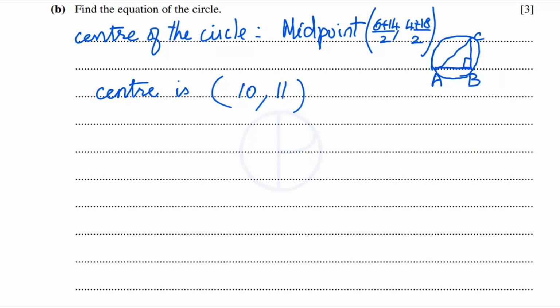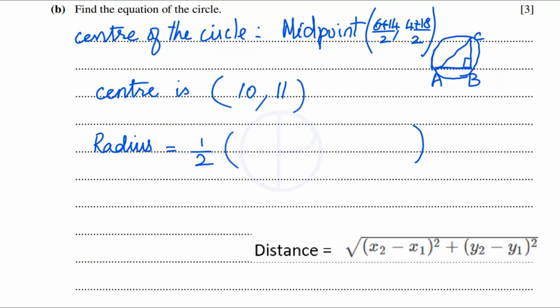Okay. AC is the diameter. Then the diameter divided by 2 gives the radius. So it is 1 by 2 of the length AC. Okay. The length AC can be found by using the distance formula. 14 minus 6 the whole square plus 18 minus 4 the whole square.